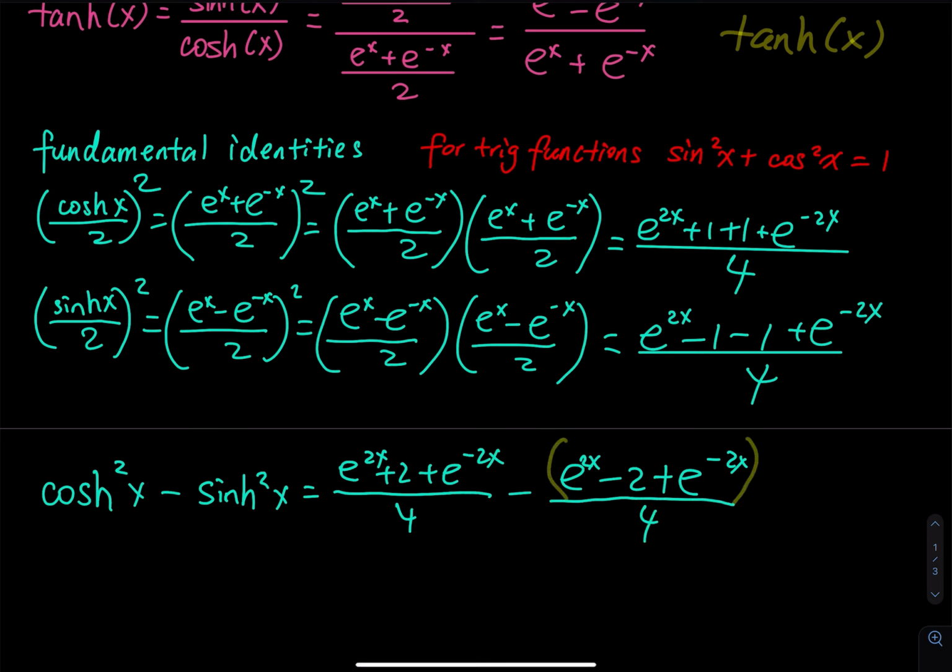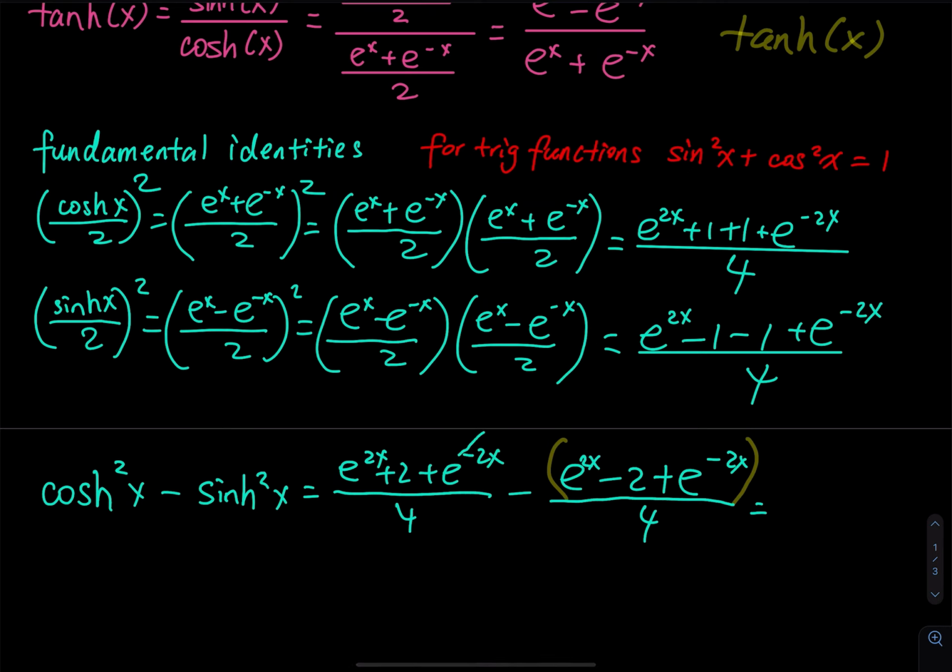So overall, all the e's are gone. Do you see that? e to the 2x minus that, gone, right? This minus that, gone. So basically you have a 2 plus 2, which is equal to 4 over 4. That is equal to 1.